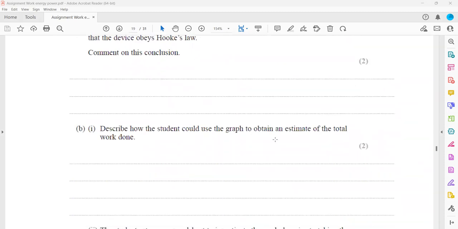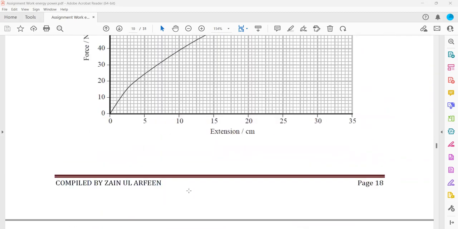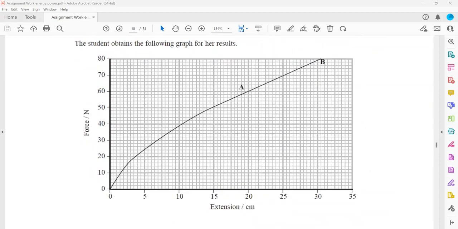Describe how the student could use a graph to obtain an estimate of the total work done. How do we calculate the total work done? Work done is calculated by the area under the graph for force and extension. How do we know that? When you take the slope of the graph, the slope is the quantity on the y-axis divided by the quantity on the x-axis. The quantity on the y-axis is force and on the x-axis is extension.